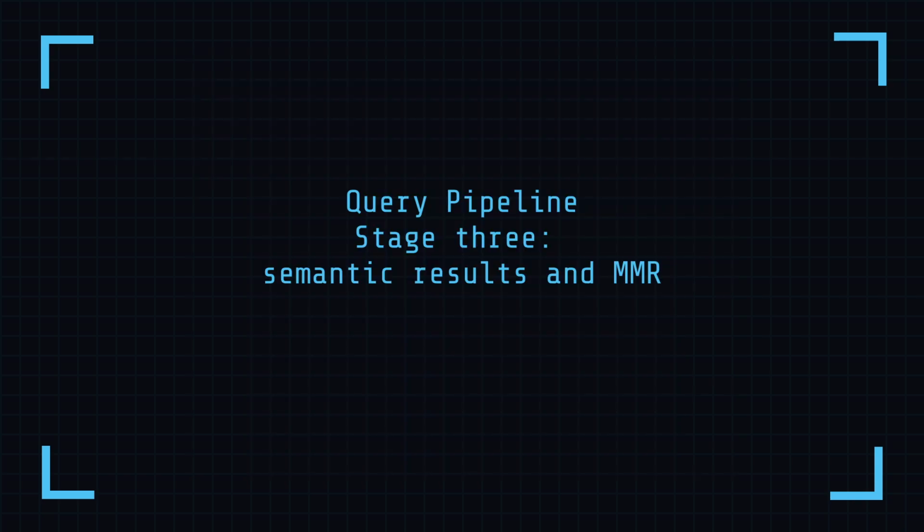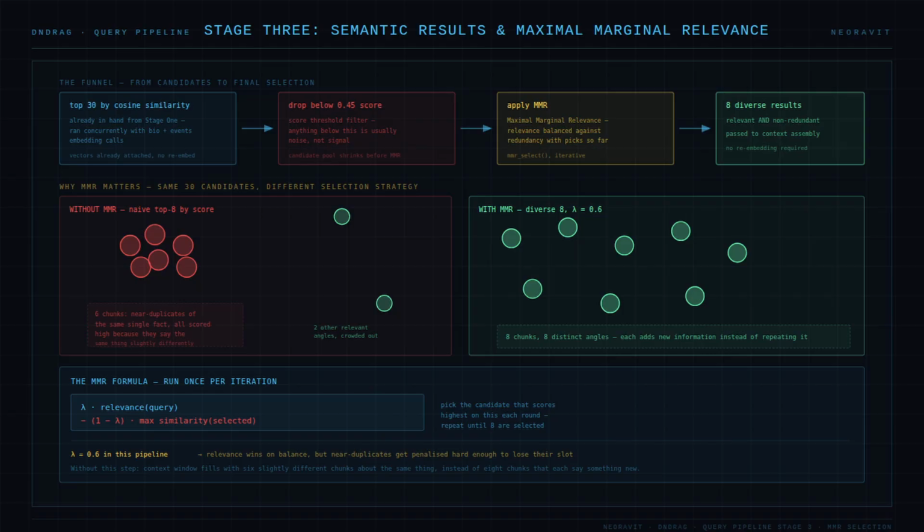Stage 3. Semantic results and MMR. The semantic search candidates from stage 1 are already in hand. They ran concurrently with the bio and events embedding. I fetched the top 30 by cosine similarity, dropped anything below a 0.45 score threshold. Those are usually noise. And then apply maximal marginal relevance to select 8 diverse results.